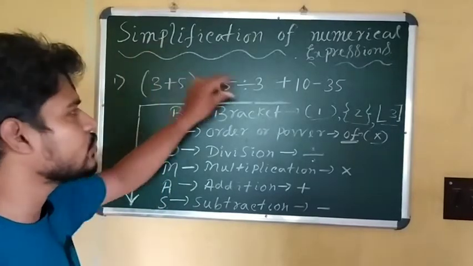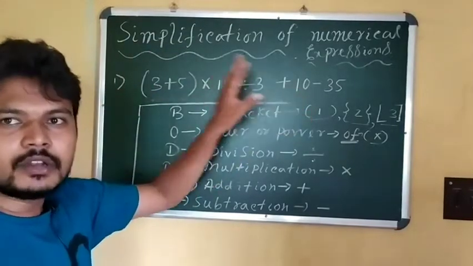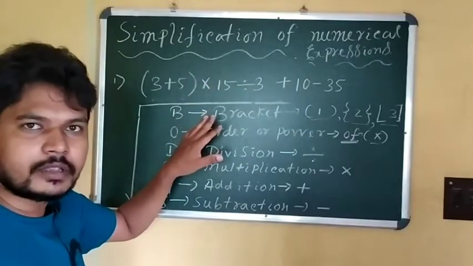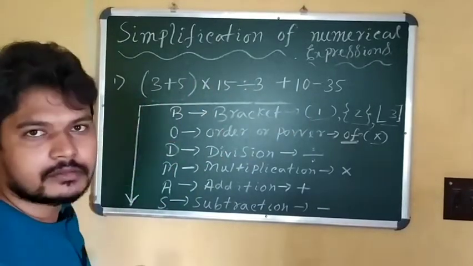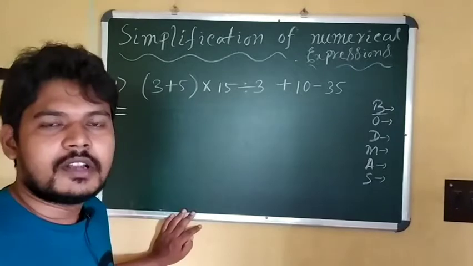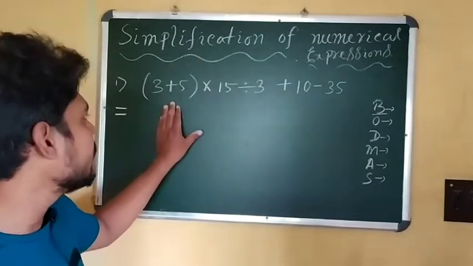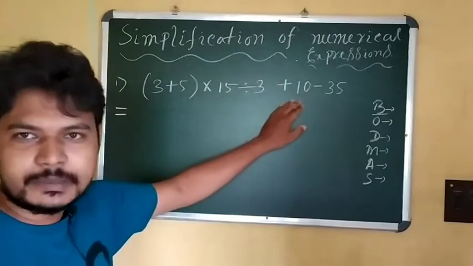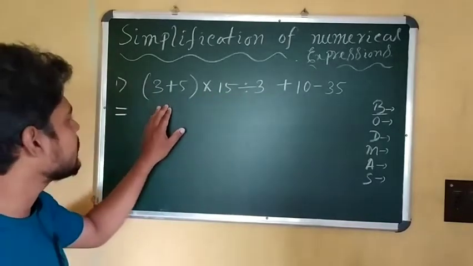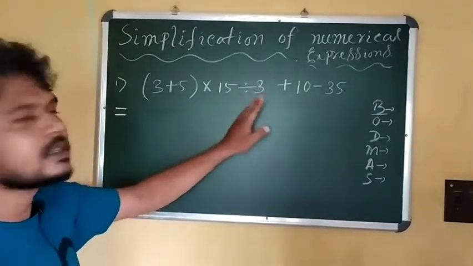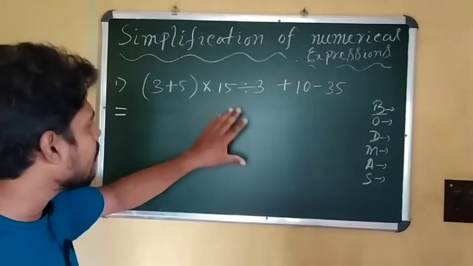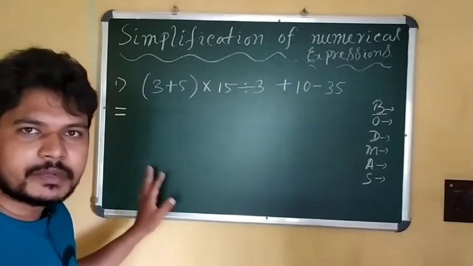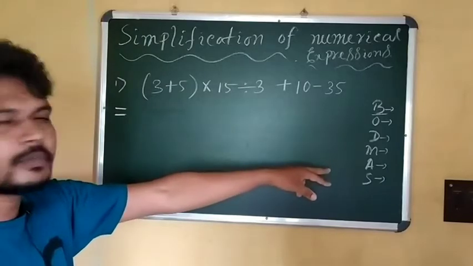Simplification means we have to solve this numerical expression to get the desired value. Okay. Now we have to apply this rule. Now let's see how to simplify this numerical expression. So that is one of the numerical expressions. In this numerical expression you can see that lots of operations are present here. So now to solve this numerical expression we have to apply the BODMAS rule.